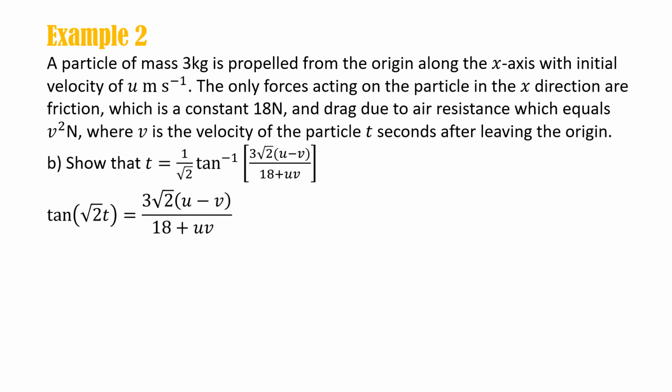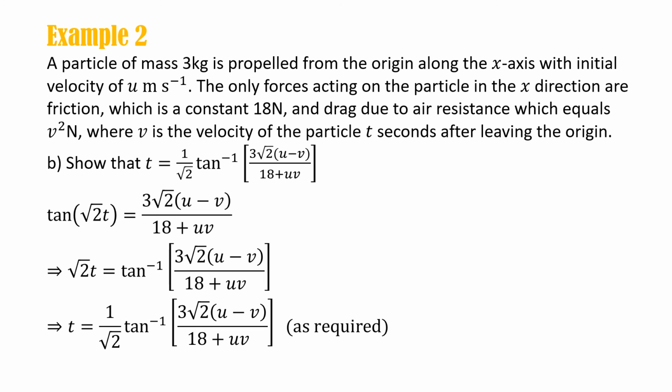So we want to get t on its own, so we're going to take the inverse tan of both sides. And then we've got root 2 lots of t on the left there, so we want to divide both sides by root 2, or multiply by 1 on root 2. So that cancels out on the left-hand side, and on the right we've now got 1 on root 2 times the inverse tan of 3 root 2 lots of u minus v over 18 plus uv, which is what we wanted, so we have completed that as required.